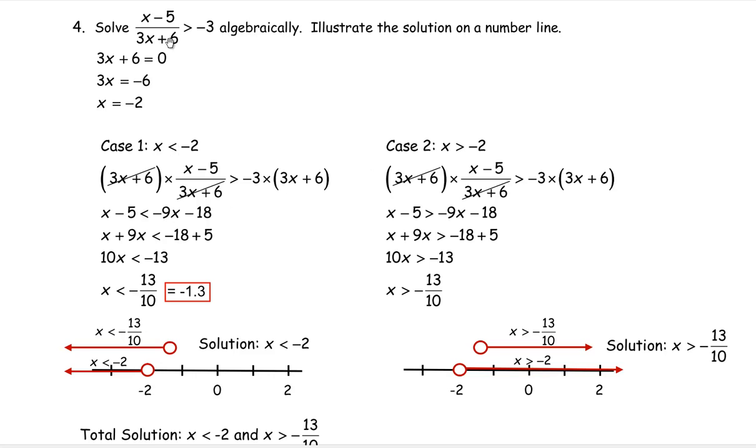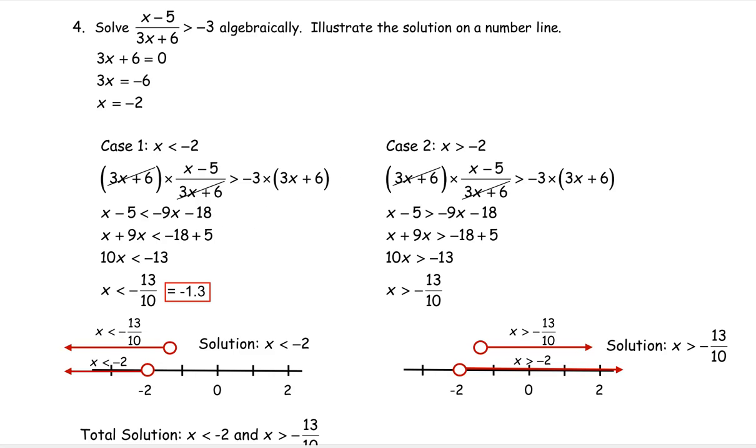So in order to solve this, it's a rational expression, so I would multiply both sides by the 3x plus 6, and that's what's done here. 3x plus 6 times, and the same, the negative 3 gets multiplied by that 3x plus 6. Now, they divide out over here, and this simplifies to x minus 5, and then we distribute the negative 3 in here. So negative 3 times 3x would be negative 9x, and negative 3 times 6 would be minus 18.